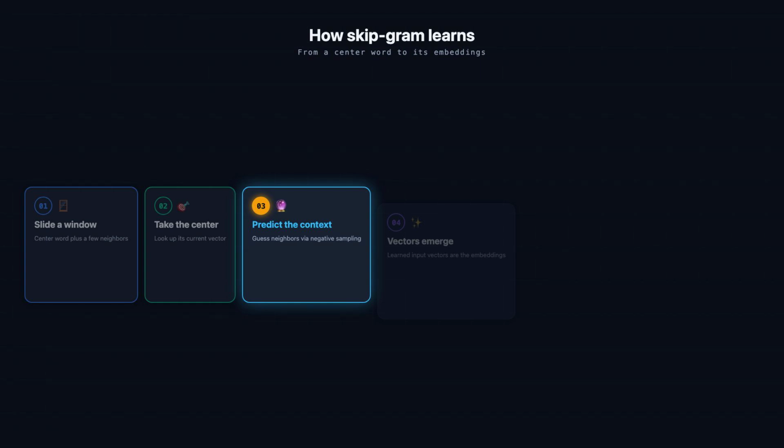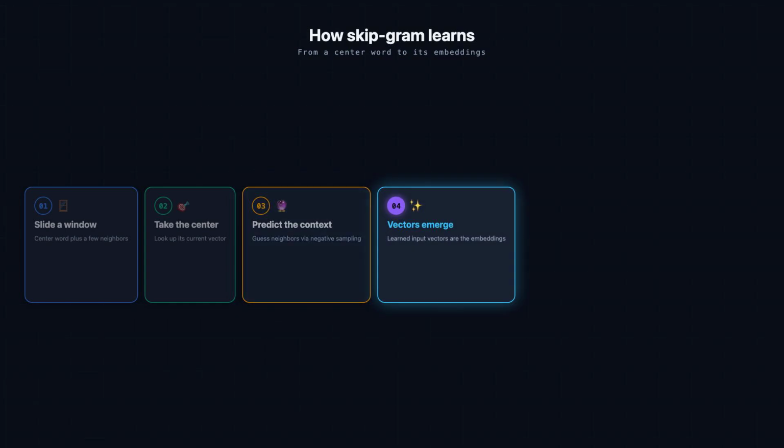To stay fast, it uses negative sampling, quietly pulling the true context words closer while pushing a few random words away, instead of scoring the entire vocabulary. Repeat this across billions of center and context pairs, and the input vectors slowly organize themselves. Words that keep similar company drift towards similar vectors, and those learned input vectors are the embeddings. The prediction task was never the point. This geometry is the real prize.